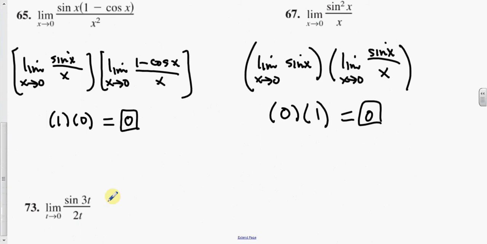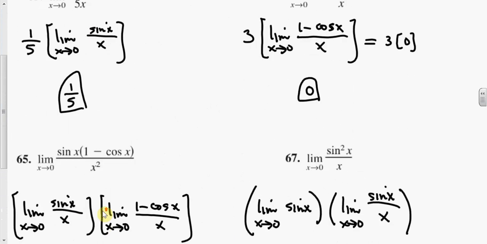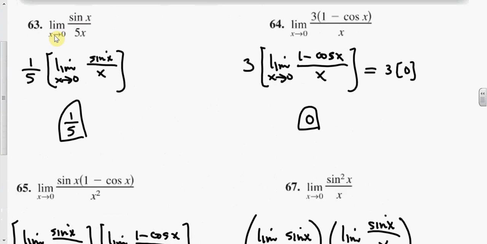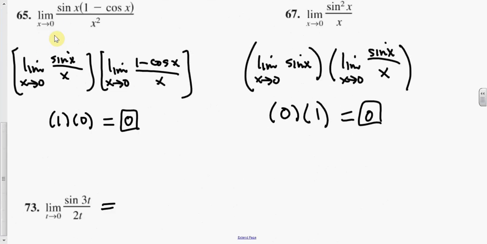If we take this one, now this is kind of tricky. This wants to use this theorem here. It wants to use this guy right there. But it looks like it a little bit, but not all the way. So we have to work on it.